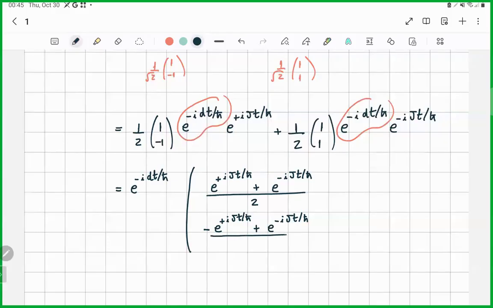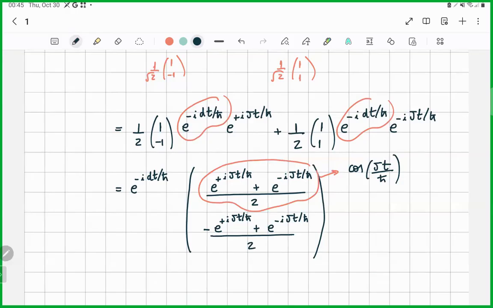And that divided by 2. Okay, so you stared a little bit at that and you say, oh, I recognize this top term here. This is a cosine, isn't it? Cosine of jt over h bar. And how about the bottom, the second element? There is a minus sign, and minus is where the sign appears, no? But the minus sign is in the wrong position.